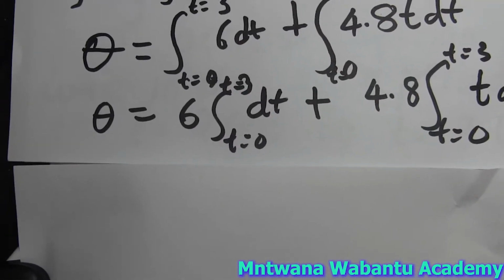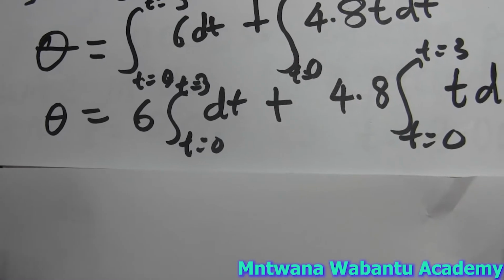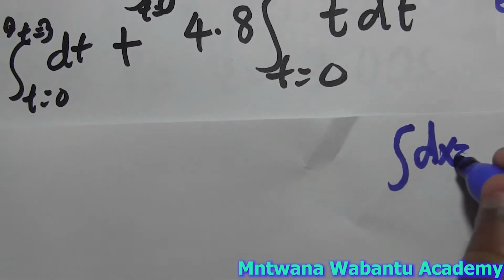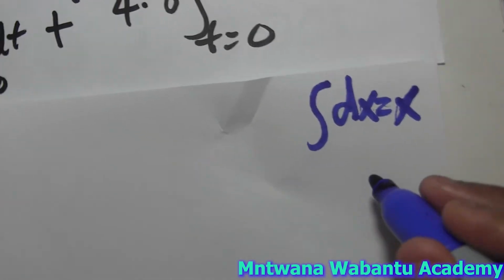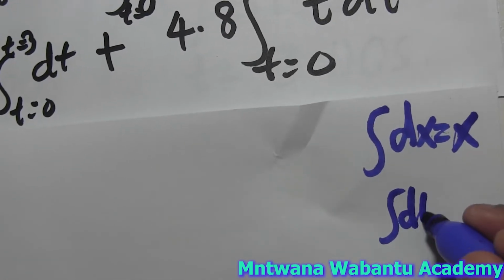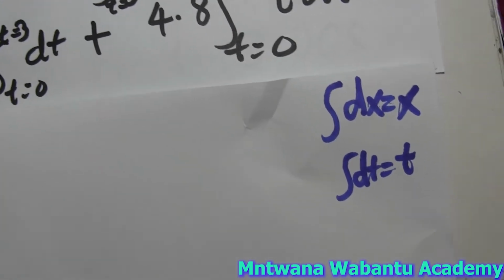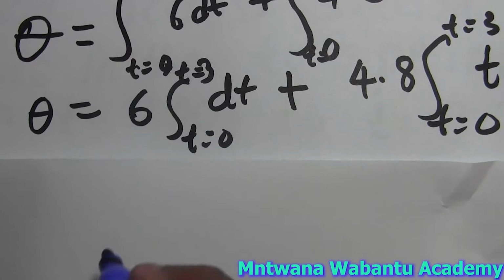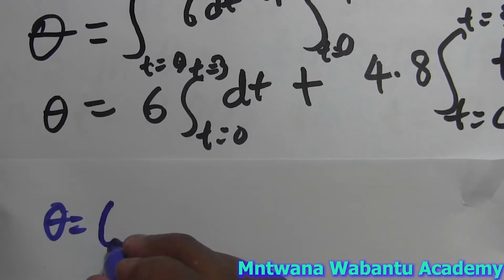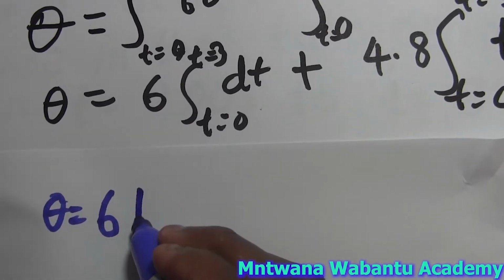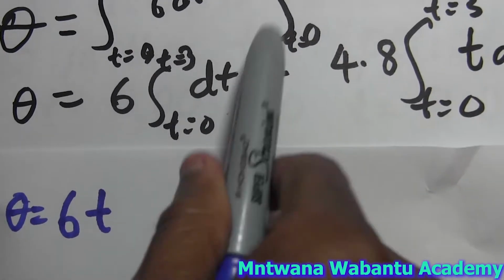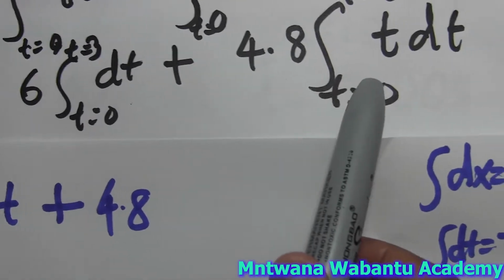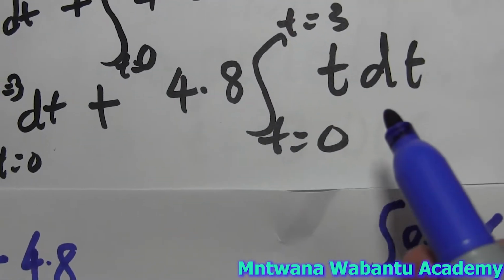Remember we have a rule of integration. If you integrate dx, this is equal to just x. So if we integrate dt, you just get t. That's an integration rule. When you integrate, 6 stays 6, and integrating dt gives you t. Then we have a plus, and after that 4.8. Now this is a different case because you integrate t dt.